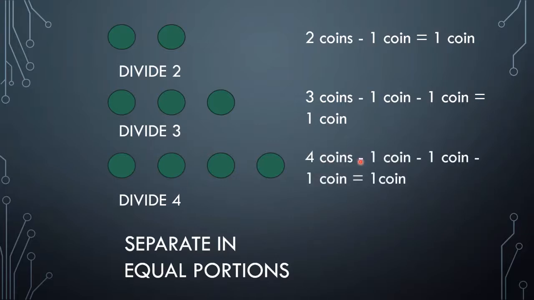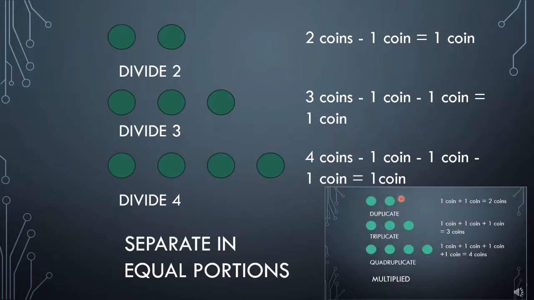And then for 4 coins, we have here in a subtraction format 1 coin, 1 coin, 1 coin, 1 coin. So we have 4 coins also, but we divide it into 4. That's why 1 coin, 1 coin, 1 coin, 1 coin. If you remember, for multiplication, it's the opposite. If we duplicate 1 coin, it becomes 2 coins. But from 2 coins, if we divide it by 2, it will have 1 coin. Basically, division is the reverse of multiplication.